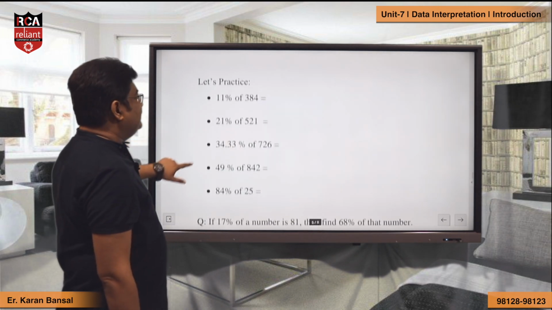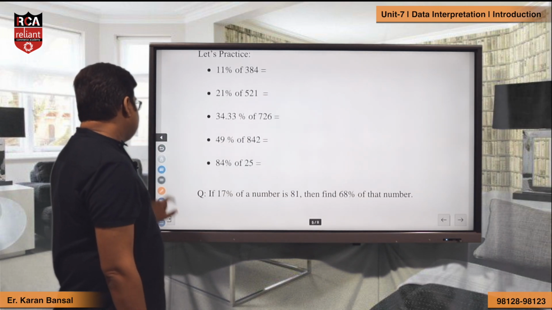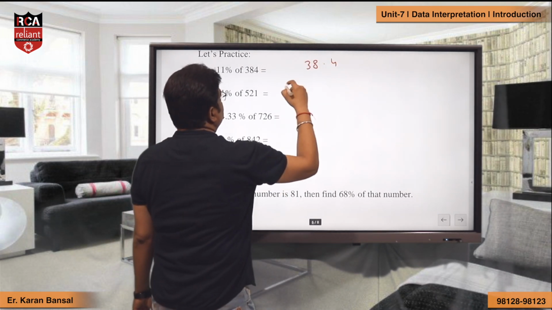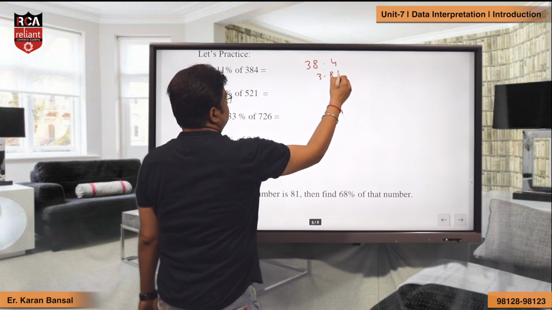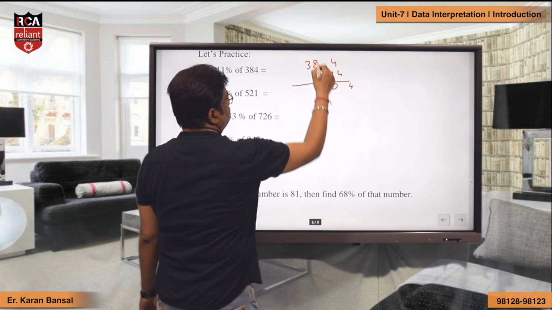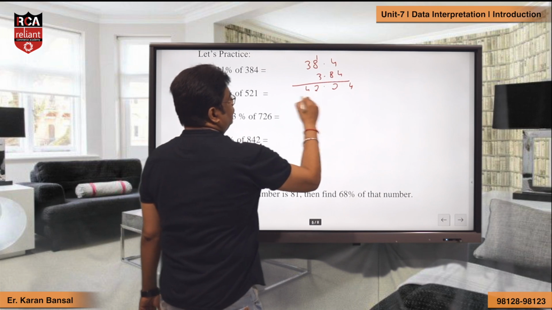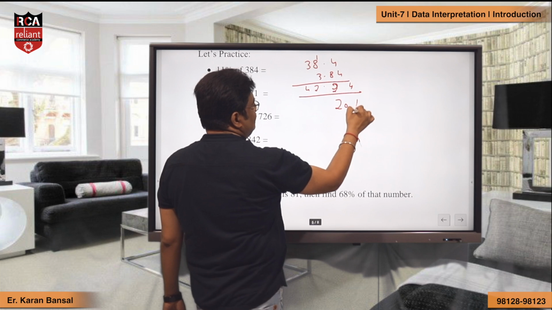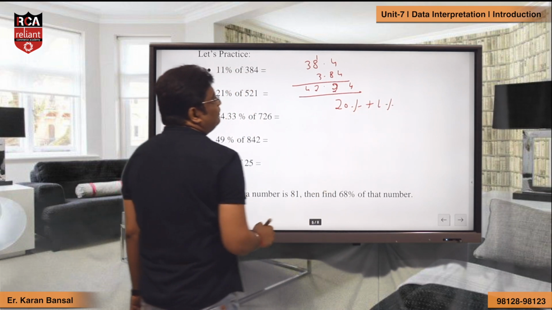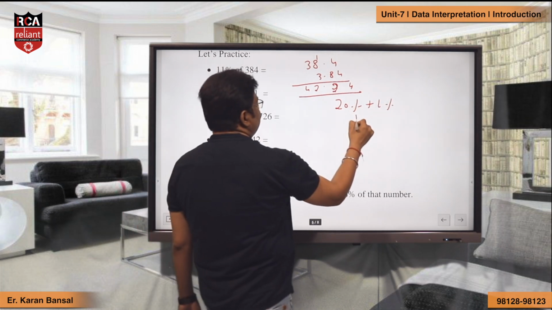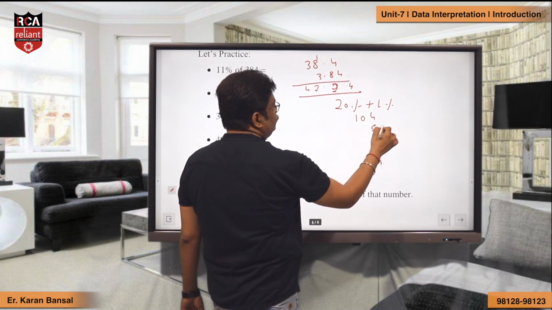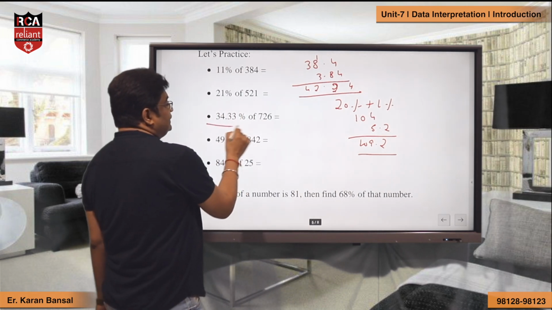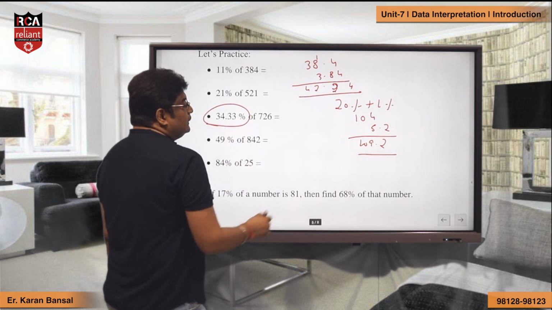Now let's practice what I have taught you. Let's say 11% of 384. 10%, 1%. All right, done, 42.24. 21%: 20% plus 1%. 20% is double of 10%, 104. 1% is 5.2. So 109.2. 34.33%, a very tricky one.